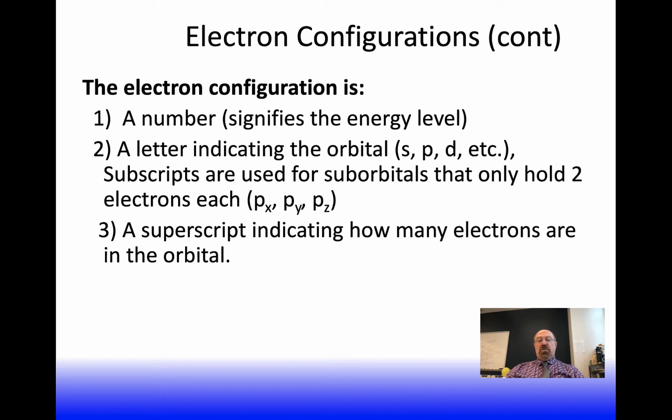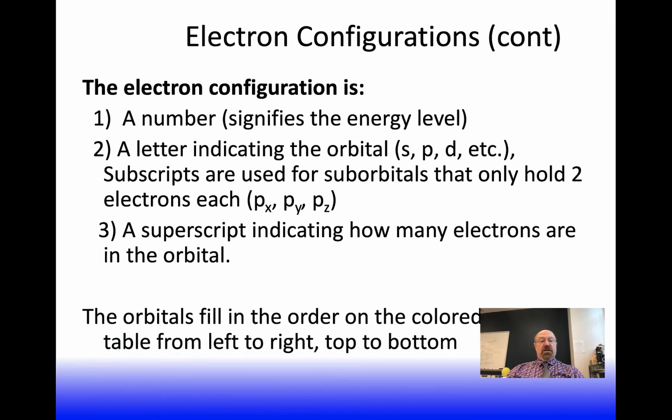And then finally, there's a superscript indicating how many electrons are in the orbital. S can hold a maximum of 2. Because P has 3 different suborbitals, each holding 2, overall a p orbital can hold 6. D has 5 sublevels, each able to hold 2, so overall a d orbital can hold 10. F has 7 suborbitals, each of which can hold 2, so it can hold up to 14. Now, the orbitals are going to fill in the order on the colored periodic table from left to right, top to bottom. So let's go through some examples.